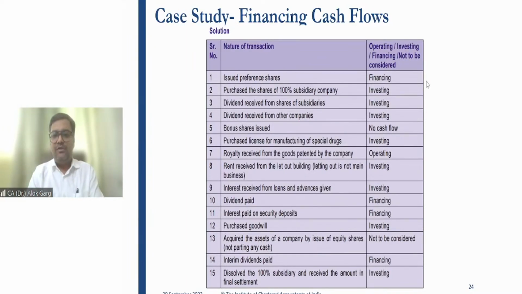Sir, security deposit to the electricity department, received interest on security deposit. Please explain. So for electricity, you are saying we are paying a security deposit to the electricity companies, right? And they are also paying interest. So generally, it is in the form of a financing activity, right? Is that clear?